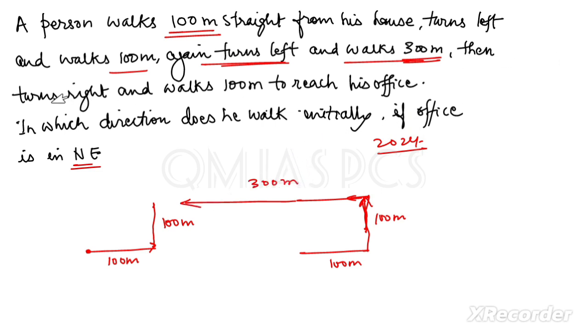Then turns right and walks 100 meters. Turns right, this is the right direction, so he walks 100 meters and reaches his office. This is northeast, because the office is in the direction of northeast. This is the office. Fine. Now based on this, you can represent the rest of the directions.